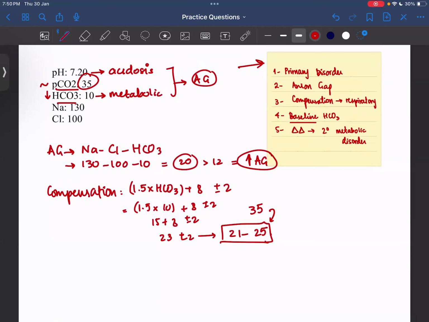Okay. Moving on to the next part. Once you talk about compensation, the next thing is to look at your baseline.